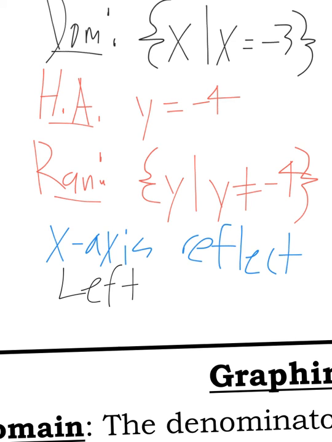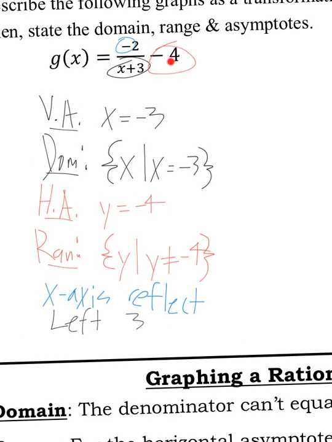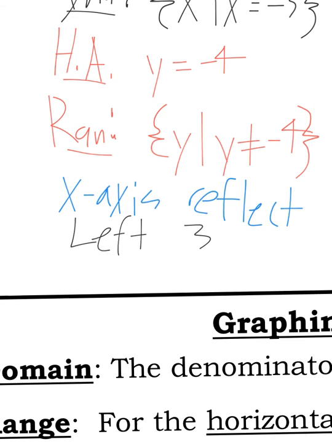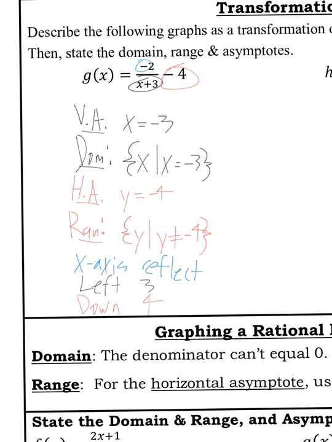And then my horizontal asymptote was at -4. So that means it moved down 4. Remember, if you add or subtract on the outside, it goes down. So I'll just put down 4. And those are the transformations for that one right there.